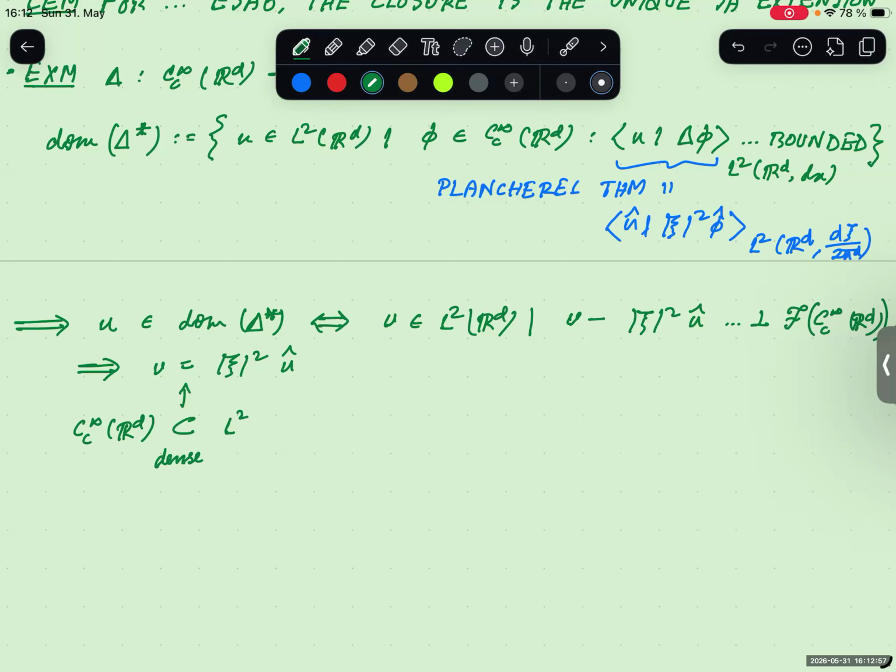Of L2(Rd). So that means that no matter what, any element can be approximated by a compactly supported function. And we have Fourier. How does the Fourier work? Because we know that the Fourier transform is unitary.